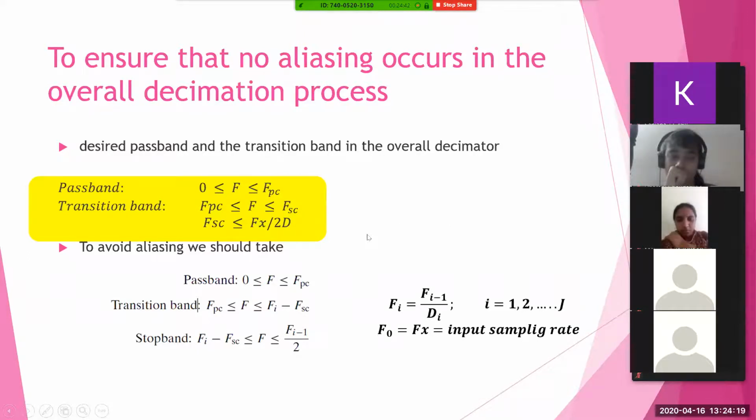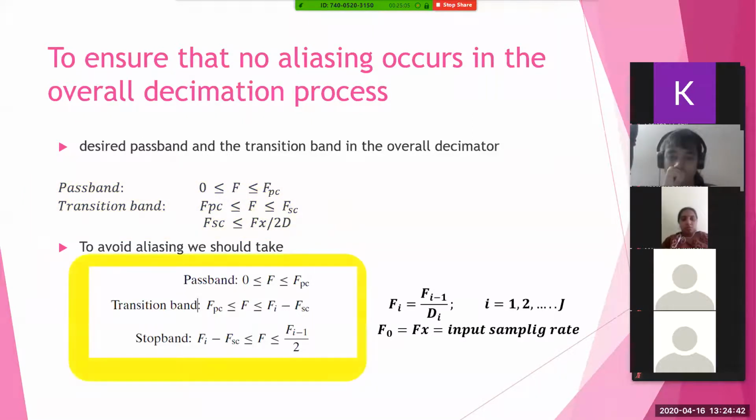The maximum frequency, the stop band cutoff, how much it can be. So these are the specifications which are given for the overall decimator. But now we have to design each and every filter of this multi-stage design in such a way that there will be no aliasing effect. And first, you have to memorize these three expressions.